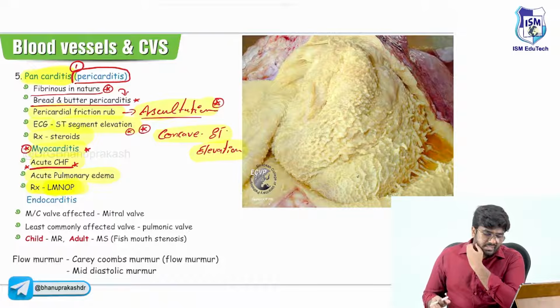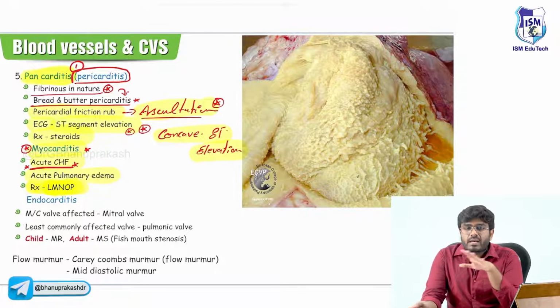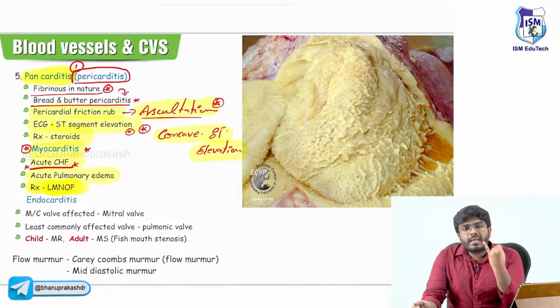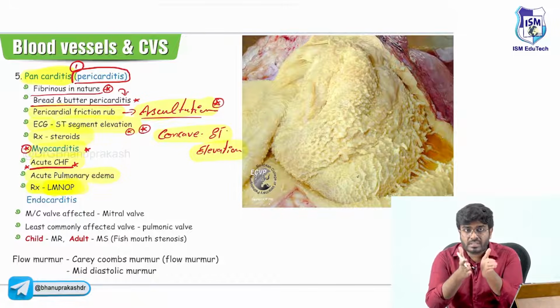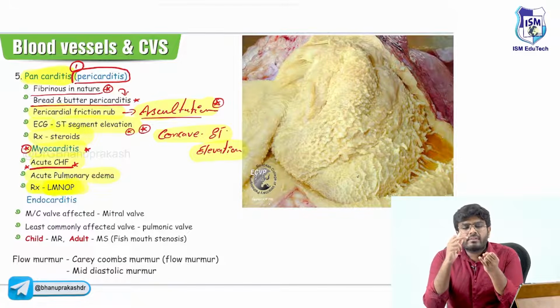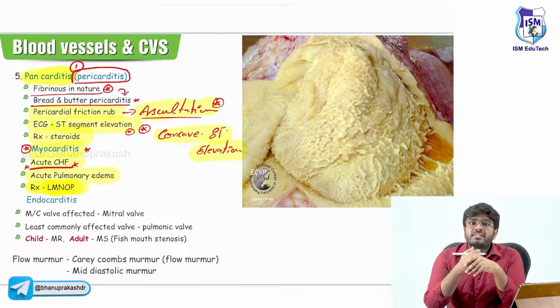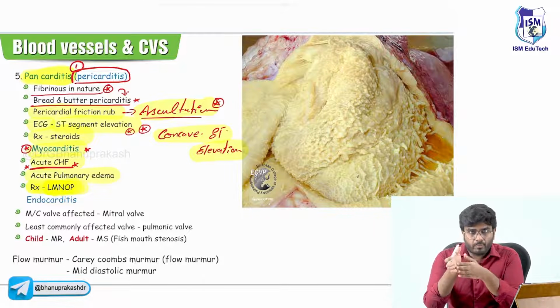So what we are discussing is carditis. There will be pancarditis. Pancarditis includes pericarditis. How to treat pericarditis? Simply by giving steroids. How can we know that the boy is having pericarditis? By doing auscultation, there will be a pericardial frictional rub, because the pericardium is inflamed. And there will be ST segment elevation, concave ST segment elevation. Treatment is done by steroids. And myocarditis is treated by giving the drugs LMNOP.